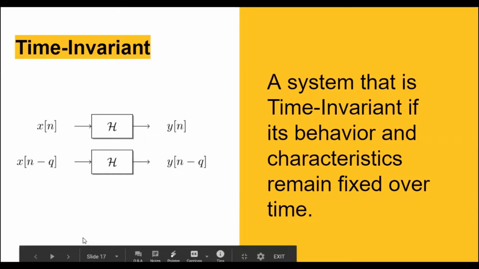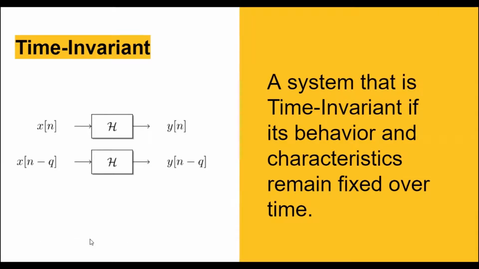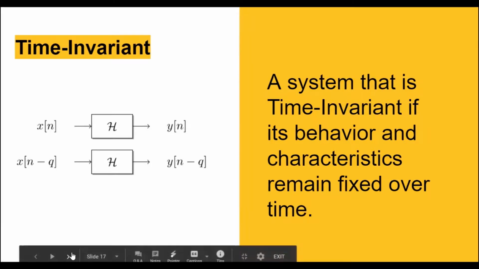Okay. So that's basically the test. You would take n and subtract an n naught, and then basically you do the same thing, but you put parentheses around it, and then you calculate and see if it's the same thing. And if it is, then great. If it's not, then it's not time invariant.